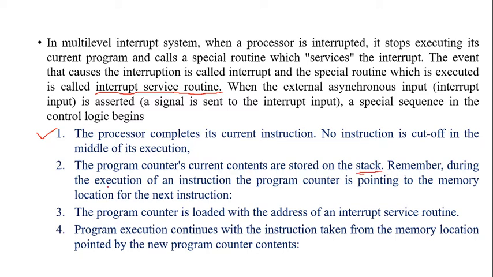Remember, during the execution of the instruction, the program counter is pointing to the memory location for the next instruction. So the program counter is pointing toward the next location in memory. Next, the program counter is loaded with the address of the interrupt service routine. Next, the program execution continues with the instruction taken from the memory location pointed to by the new program counter.